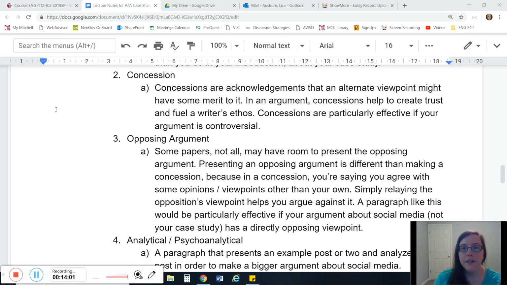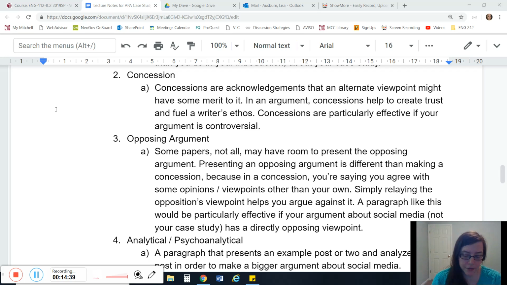The effective thing about a concession paragraph is, if you think that your reader already disagrees with you, providing a concession, or conceding just a little bit, helps to build trust. It helps to give your reader a sense that you understand their argument, or that you're willing to have some kind of compromise while writing this paper. So again, if you feel that you have room in your argument for a concession, not all papers are going to have room for this. So certainly, nothing in here is a requirement.